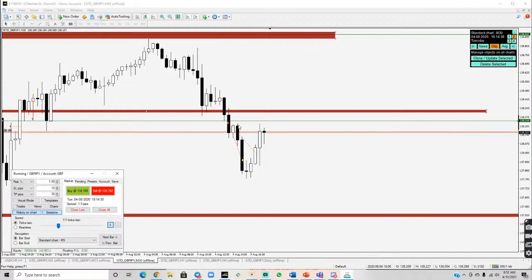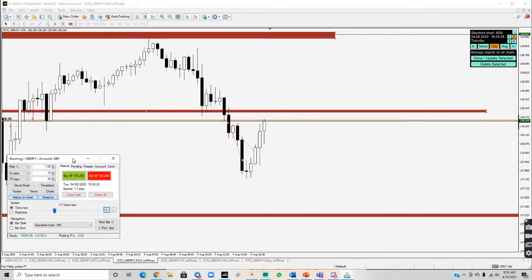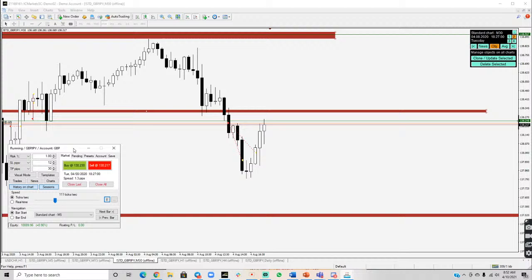All right, so what would have happened here if we didn't secure position, we would have gotten stopped out in this trade. So again, it is always important to secure some position at 10 to 15 pips.